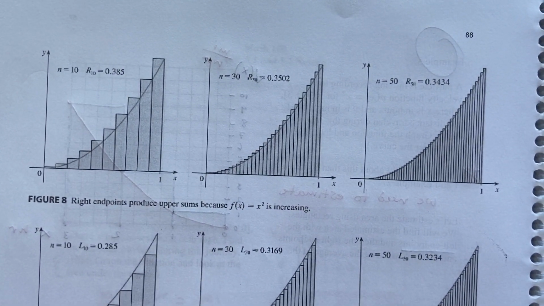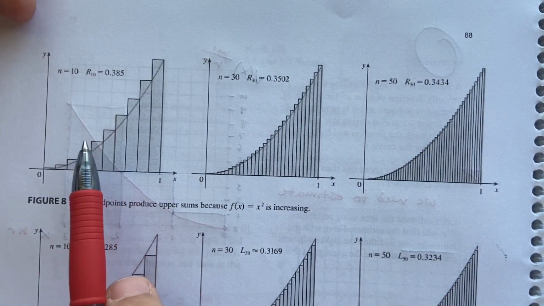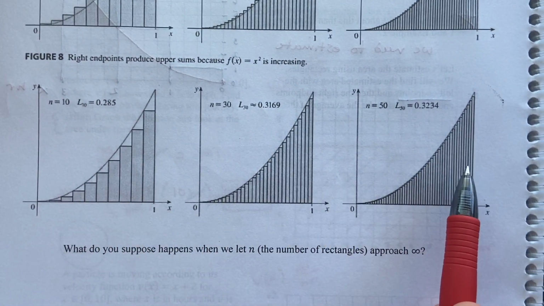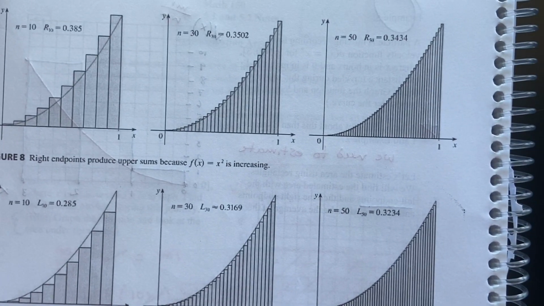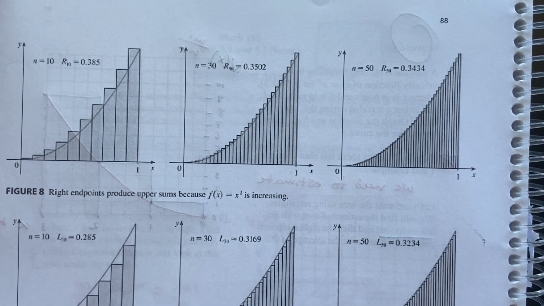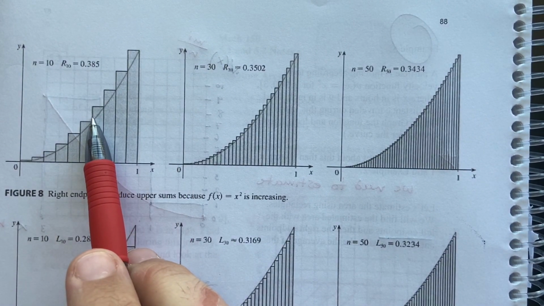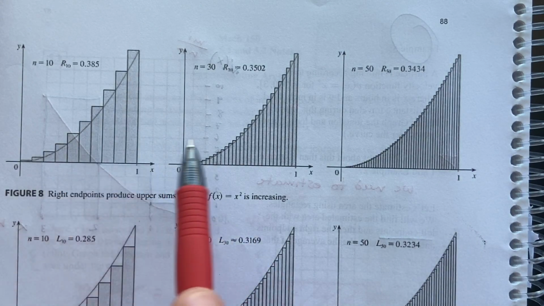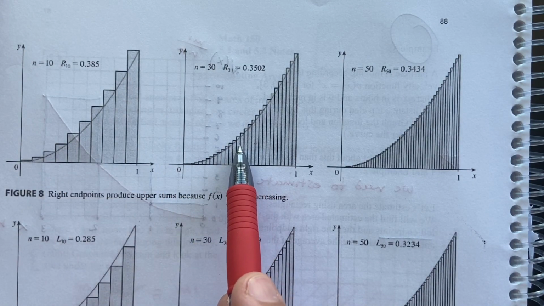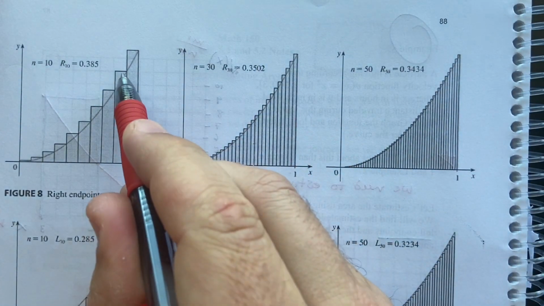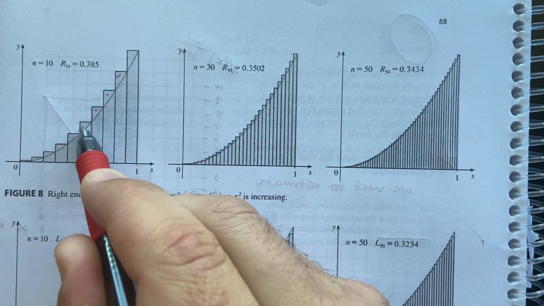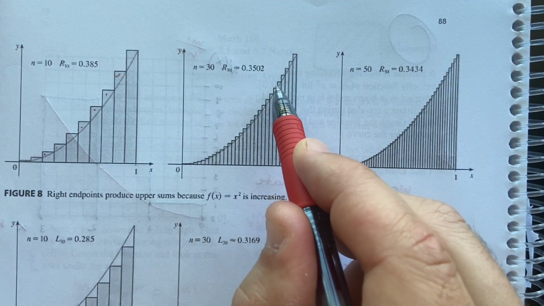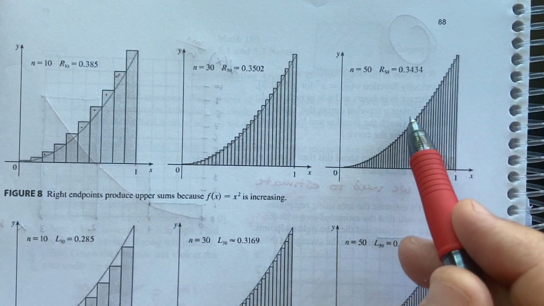So here is a bunch of right endpoints. Here are a bunch of left endpoints. And this is for the same function, x squared. So you can see the overestimates with fewer rectangles, it's more of an overestimate. As the number of rectangles increases, you can see the error is all this stuff, right? This is all the error. The error begins to minimize as you take more and more.